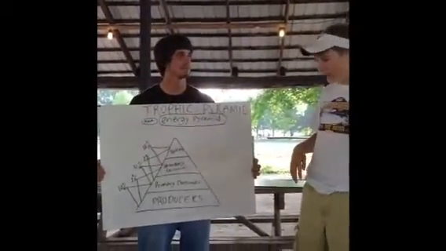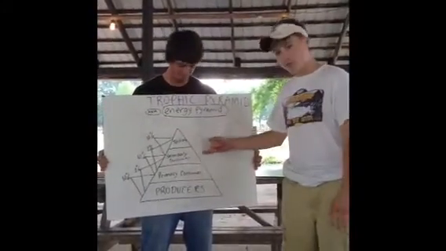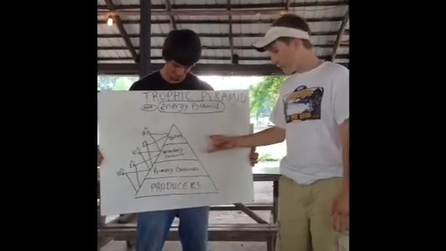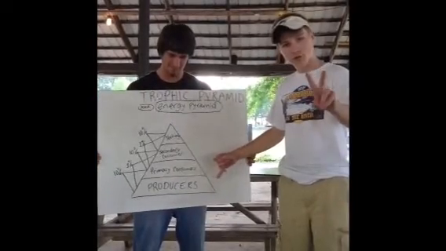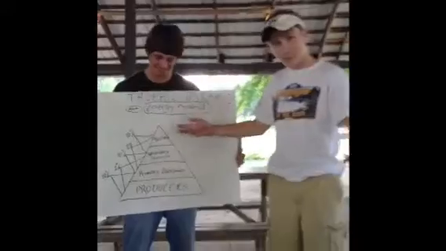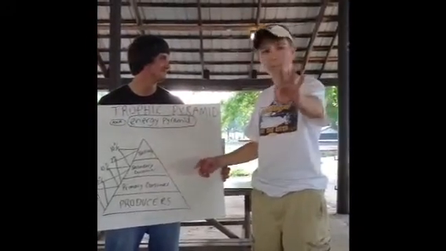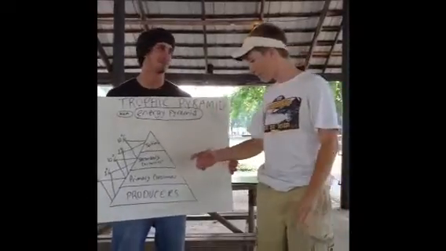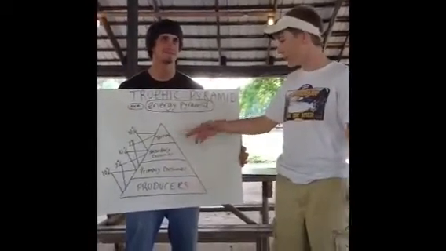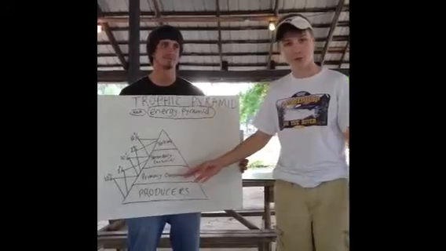Also, another thing you need to know is they get 1% of their energy from the level that is 2 levels below it. For example, your secondary consumers get 1% of their energy from the producers. The tertiaries get 1% of their energy from the primary consumers.